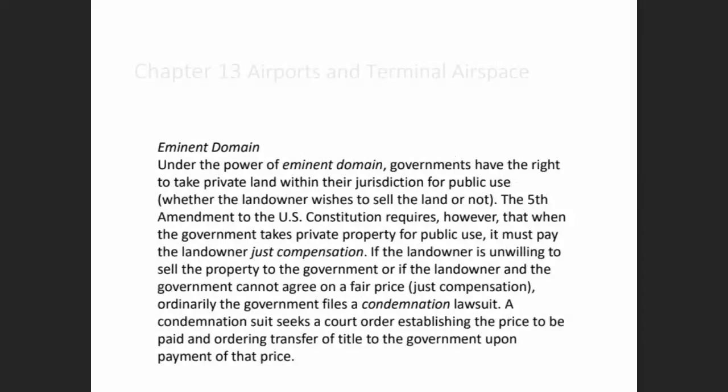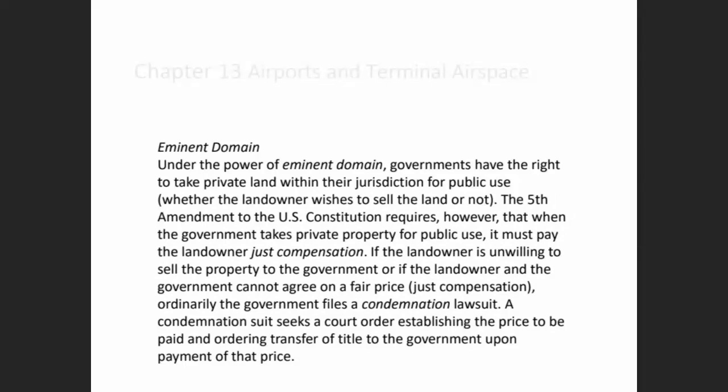Eminent domain: I'm sure you guys have heard of eminent domain with regards to highways, byways, roads, and other utilities as well. Under the powers of eminent domain, governments have the right to take private land within the jurisdiction for public use, whether the landowner wishes to sell the land or not. The Fifth Amendment to the U.S. Constitution requires, however, that when the government takes private property for public use, it must pay the landowner just compensation.